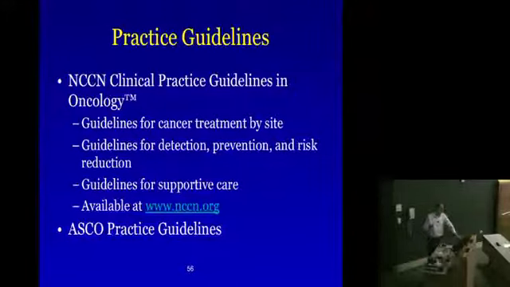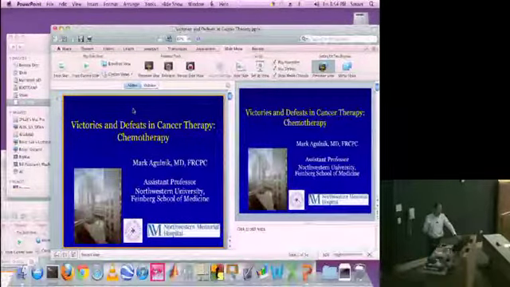Essentially what we do in oncology and hematology is we go to clinical practice guidelines, which are created based on clinical trials. Most of them are phase 3 clinical trials for large tumors, phase 2 clinical trials for tumors that affect fewer patients. And essentially this gives a guideline for cancer treatment by site. It gives guidelines for how to detect tumors, how to prevent them, how to decrease risk. It gives guidelines for supportive care as well. And there are also through the American Society of Clinical Oncology, the American Society of Hematology practice guidelines as well. And I'll take any questions anyone has.